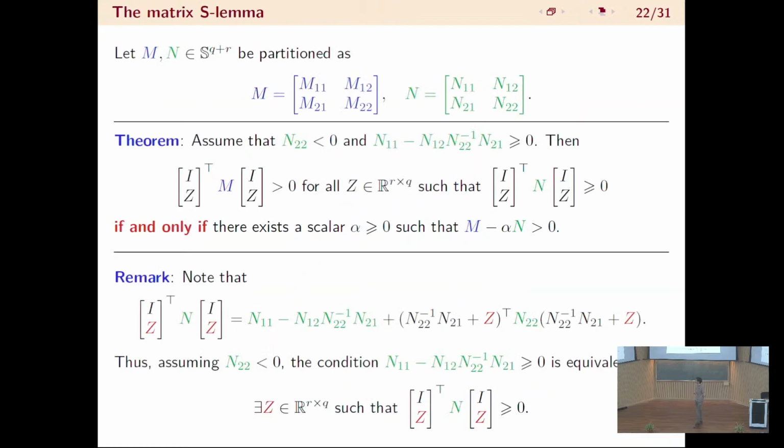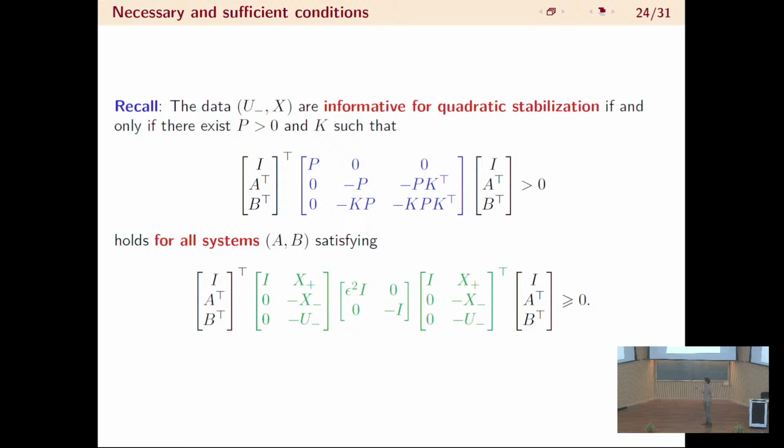Now, here we have a condition under which this quadratic inequality holds for all Z satisfying another quadratic inequality. And in fact, due to the matrix S lemma, that was equivalent to the existence of an alpha such that M minus alpha N is positive definite. Right? You see the structure here is very similar, right? Because here also we need that one quadratic inequality needs to hold for all A, B satisfying a second one.